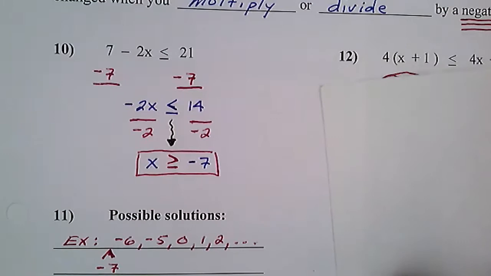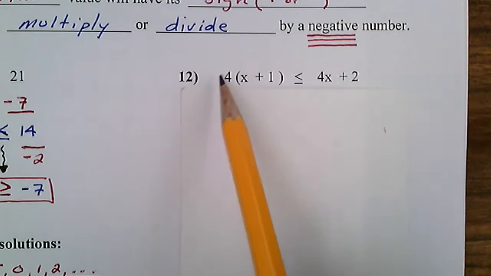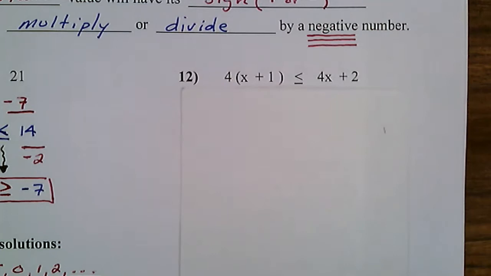All right, let's look at number 12. So on number 12, we have to start off, we have a distributive property. I call this a boom chicka boom. And I want to just pause for a moment. Some of you might be wondering, where the heck did you get a boom chicka boom? So it came from this song. So I'm going to play this song really quickly.